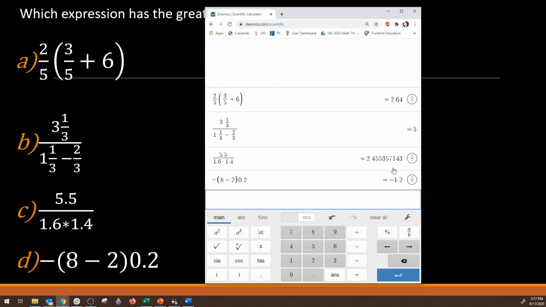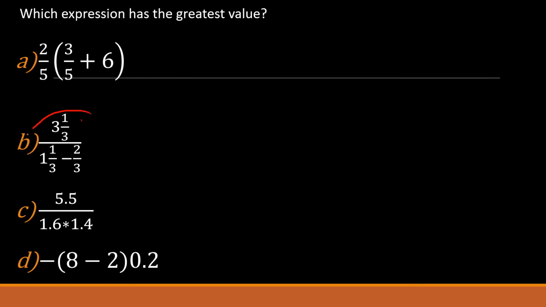Looking at these different answer choices, it looks like this 5 is the biggest number. It has the greatest value. Both of those are only 2 point and then decimals. So B here is going to be our final answer. B has the greatest value of 5.